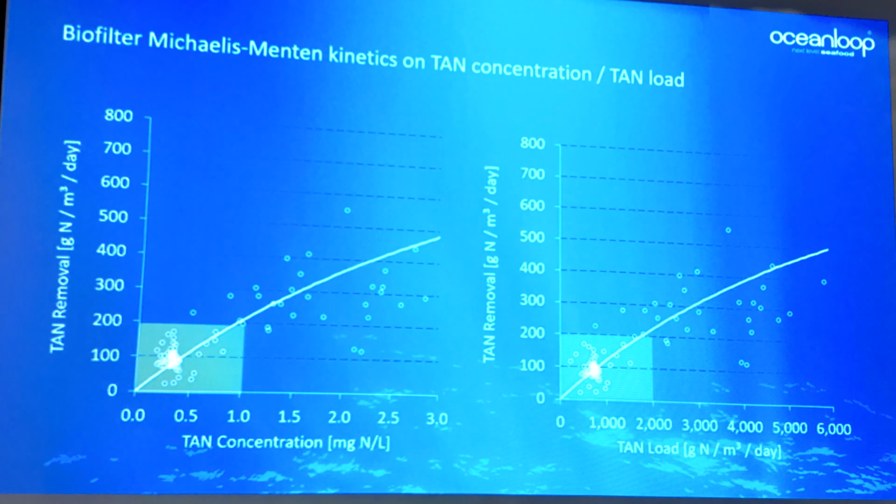This is the slide you see on the right side, where we have the TAN load on the x-axis instead of the TAN concentration. So this is again an easy example of how you can see that an increase in flow rate is optimizing the system.